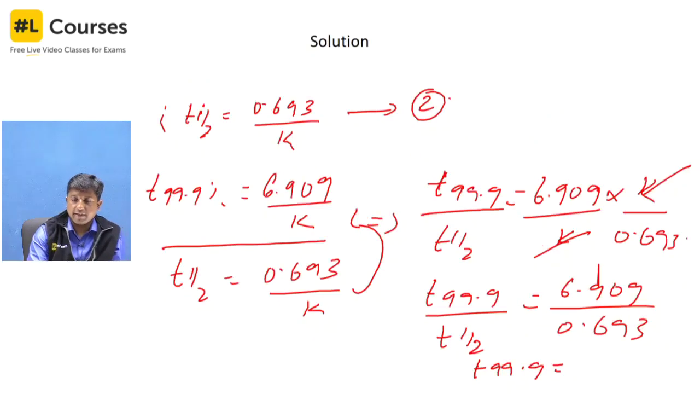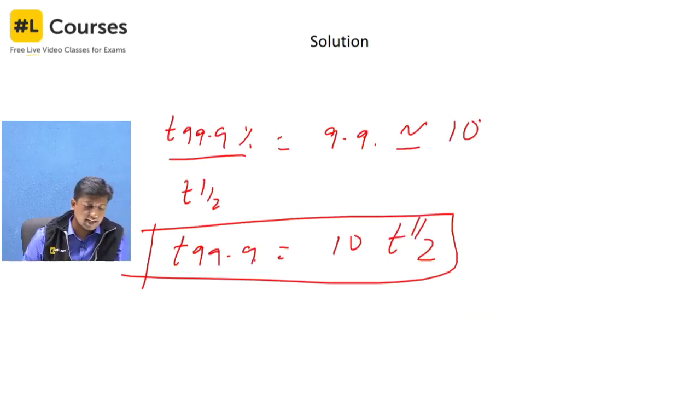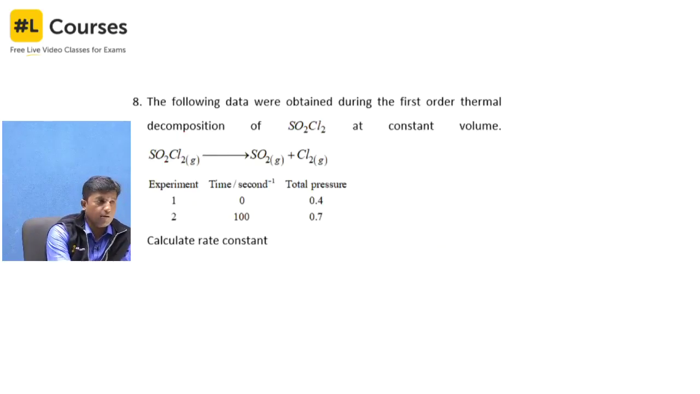So it is a little bit lengthier problem. First we calculated the time for 99.9%, which we took as equation 1, then we took the half lifetime equation. On dividing equation 1 by 2, we get the final answer, students. Okay then. Let's go to the next problem.